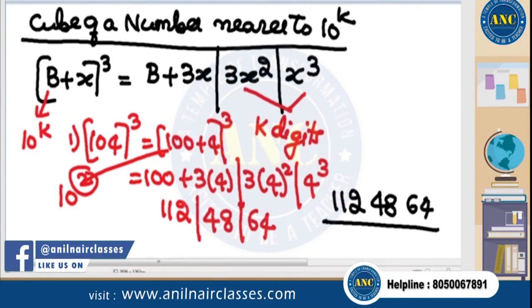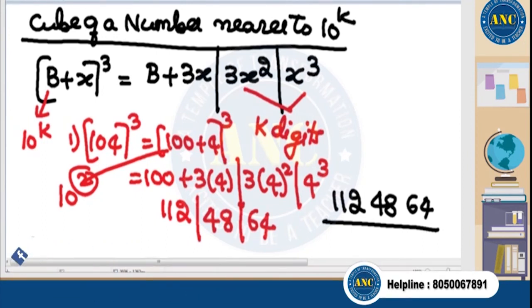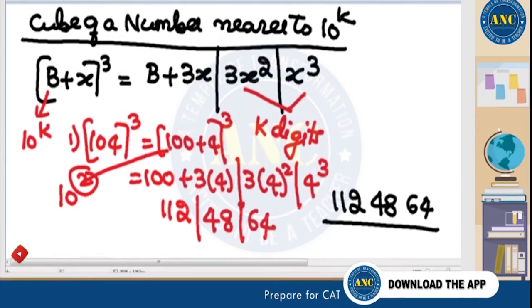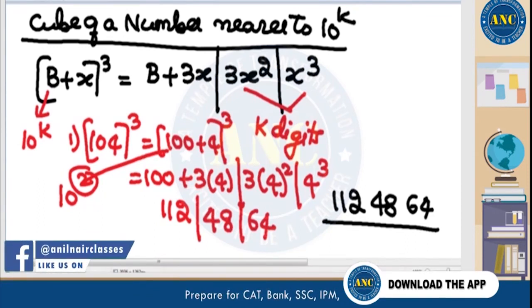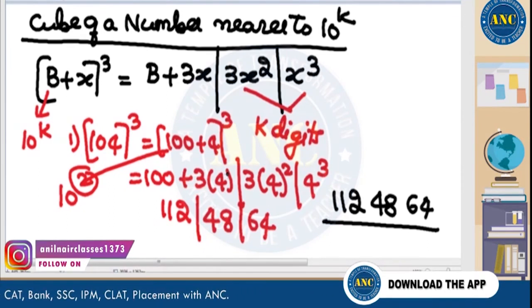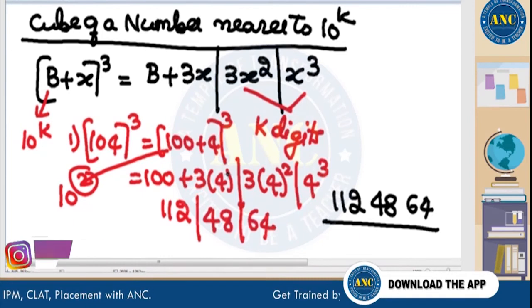1124864. 100 plus 4 whole cube: 100 cube, 3 into 100 square into 4, 3 into 100 into 4 square, and 4 cube. 1124864. Last two places, I will do as many problems as possible. This is the first one, right?